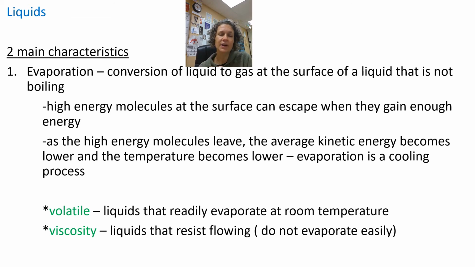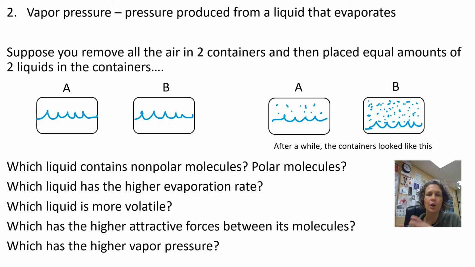Viscosity is typically defined as liquids that resist flowing, like thick liquids. And in terms of evaporation, thick liquids do not evaporate easily. Okay, second characteristic, vapor pressure. Liquids have vapor pressure, and this is pressure that is produced as a liquid evaporates.